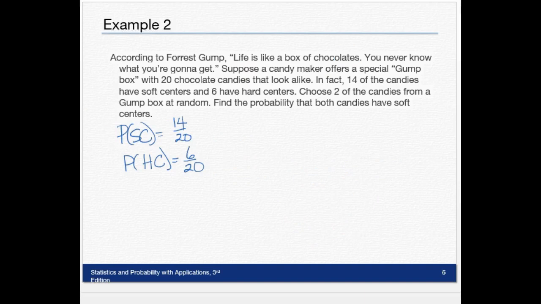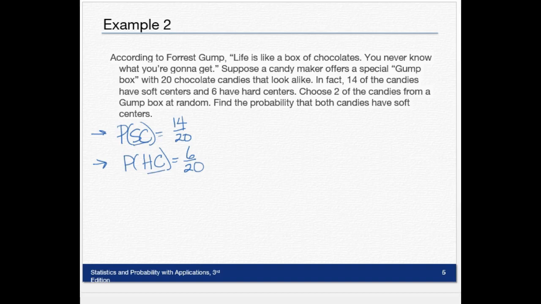Example 2. According to Forrest Gump, life is like a box of chocolates. You never know what you're going to get. Suppose a candy maker offers a special Gump box with 20 chocolate candies that look alike. In fact, 14 of the candies have soft centers and 6 of them have hard centers. Choose 2 candies from the Gump box at random. Find the probability that both candies have soft centers. So all I've done here is write out what they told us. The probability of getting a soft-centered candy is 14 out of 20 for that first candy you choose. Probability of getting a hard center is 6 out of 20.